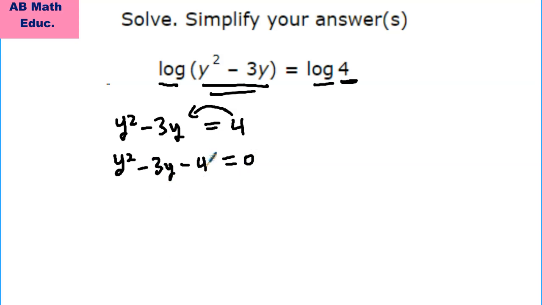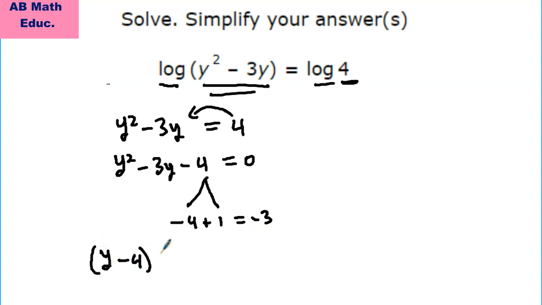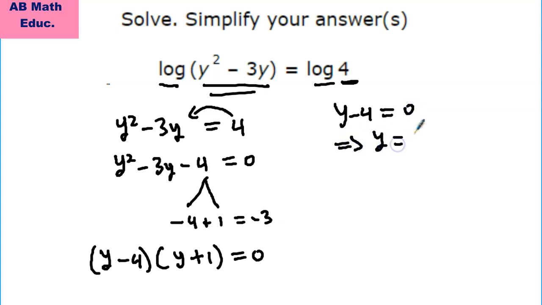Okay, so we look for what two numbers we multiply to get negative 4, and we add to get negative 3. So it's going to be negative 4 times 1, and when we add it, we will get negative 3. So that means we are getting y minus 4 in the factored form, and then y plus 1 equals 0. We are looking for the y values. So here, y minus 4 equals 0 implies that y is equal to 4, and y plus 1 equals 0 implies that y is equal to negative 1.